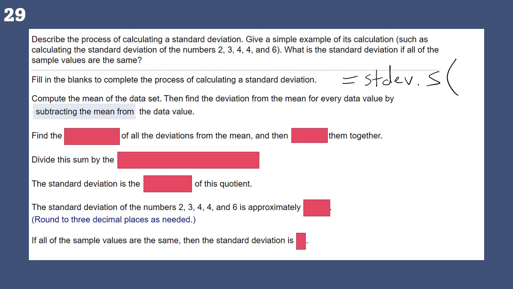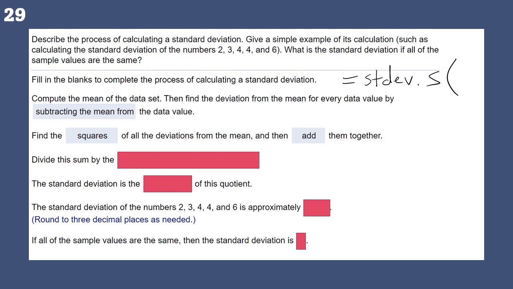The next thing we do is square each of those. We find the squares of all the deviations. That would make them all positive, so it doesn't matter whether we were off on the low side or high side. Then we add all of those together. So we find our deviations by subtracting, then we square, and then we add. Subtract, square, add.